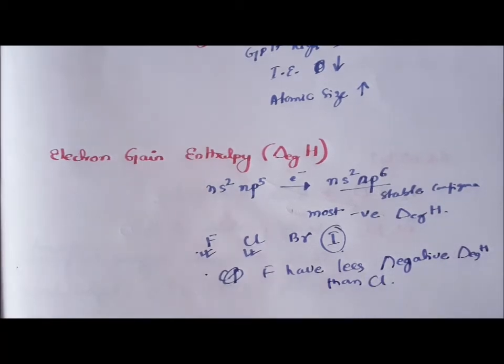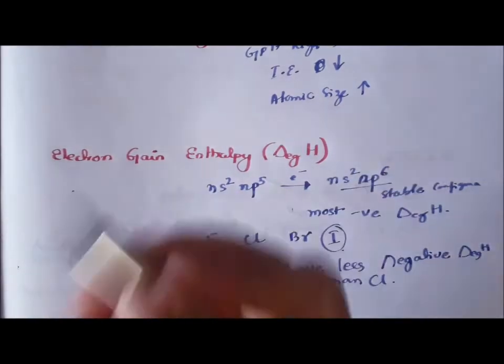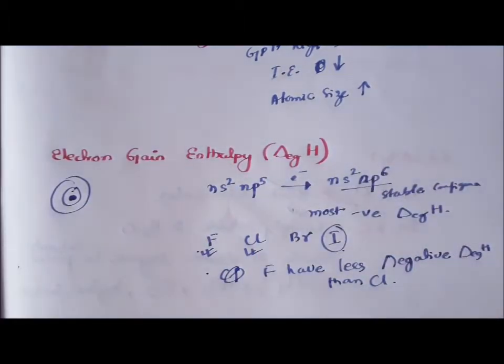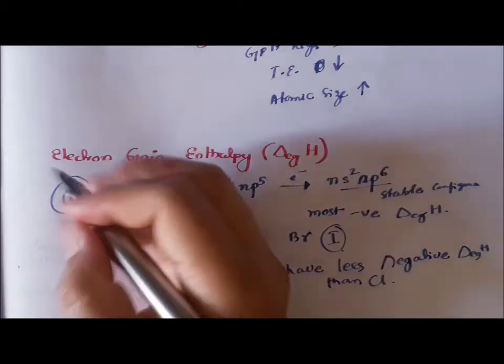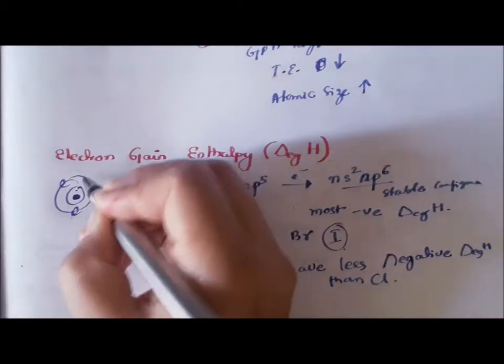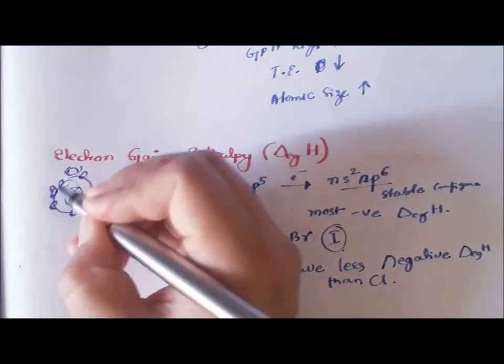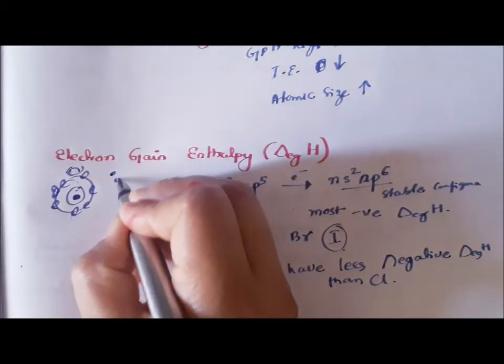Now the question is why? The reason is very simple, as we have already discussed for the electron gain enthalpy of oxygen and sulfur. The reason is the same. Here your fluorine is in period 2, so it has a compact size. It has the smallest size. So in a small space your electrons are crowded. So it will experience what? More inter-electronic repulsion.